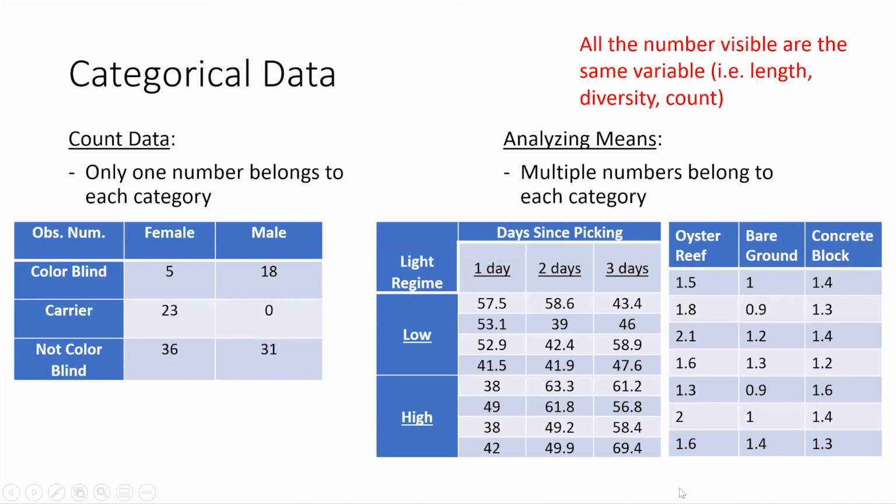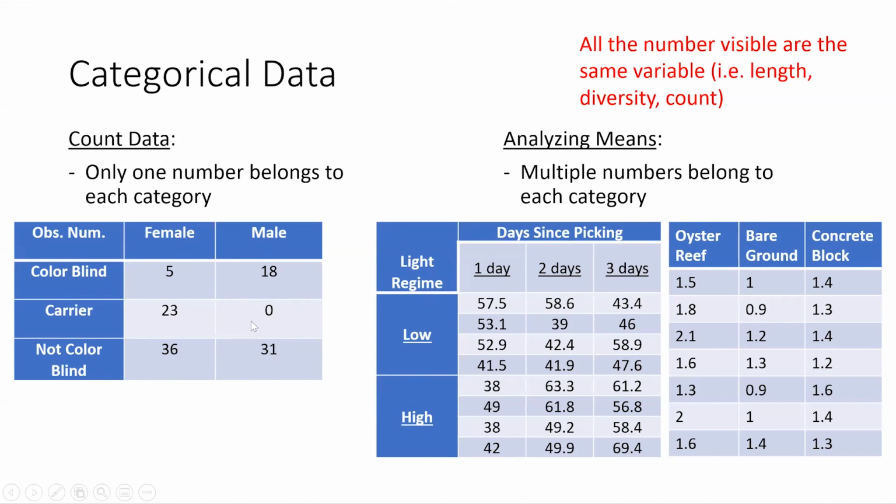An important thing to note here is that all of the numbers visible are the same variable. We don't have multiple variables in the data set. We have different explanatory variables, male, female, color blindness, and so on, but the actual data values are all of the same type of measurement. And these will look familiar in the future. Right now, we've set this up to show you different examples of data that you're going to see in this class.